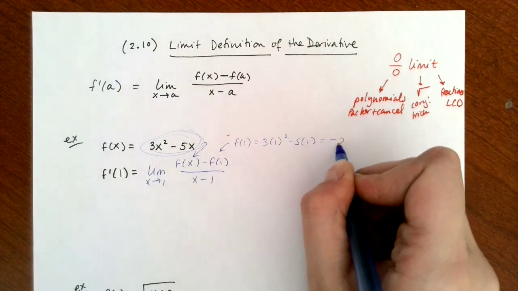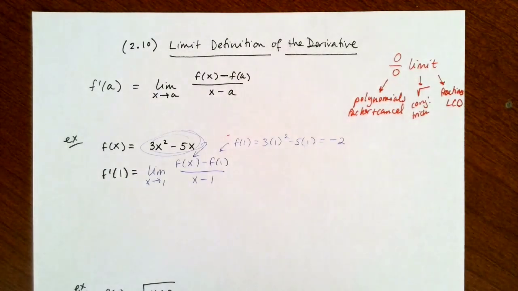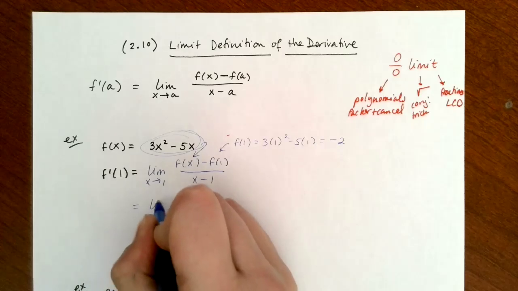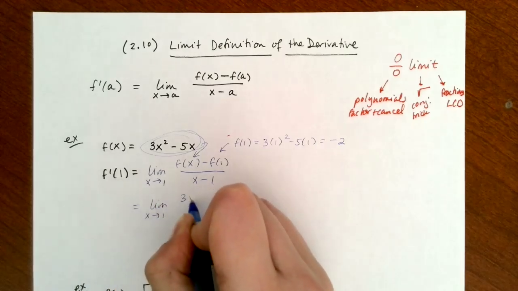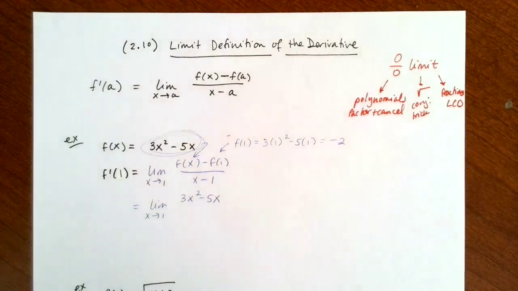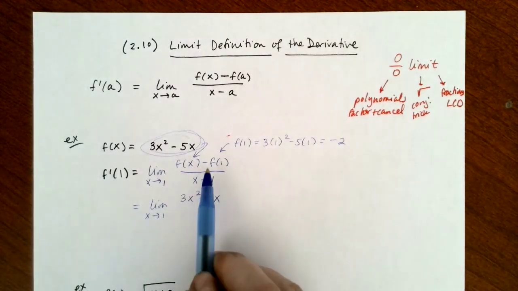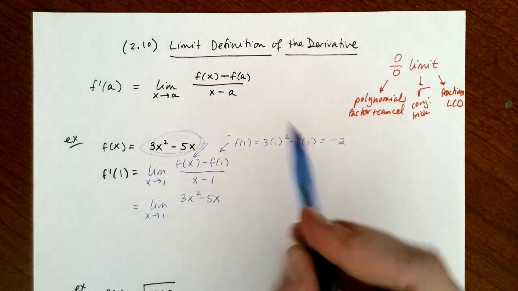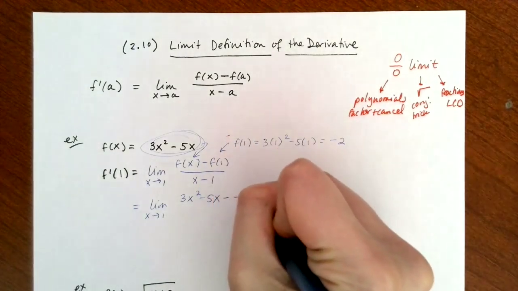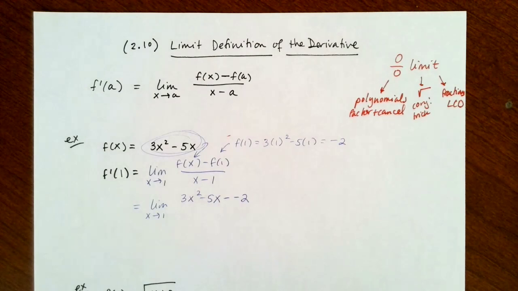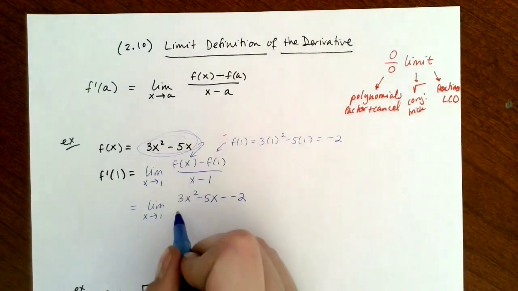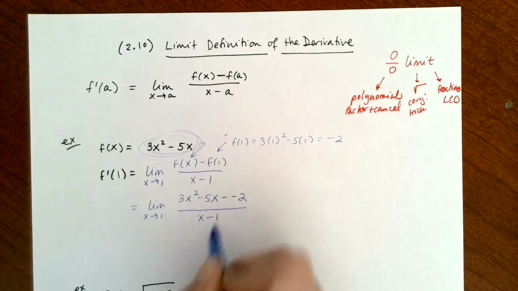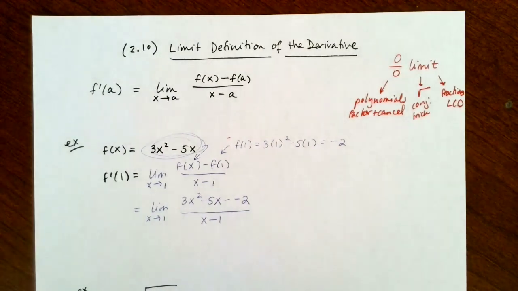And I get negative 2. 3 minus 5 is negative 2. Okay, so if I plug things in, I'll have the limit as x approaches 1. So f of x is now 3x squared minus 5x, that whole formula. And then we're going to subtract the value of f of 1, which is negative 2. So in the next step, I'm actually going to write this as a plus 2, or I could just do it now. And all of that is over x minus 1 from before.